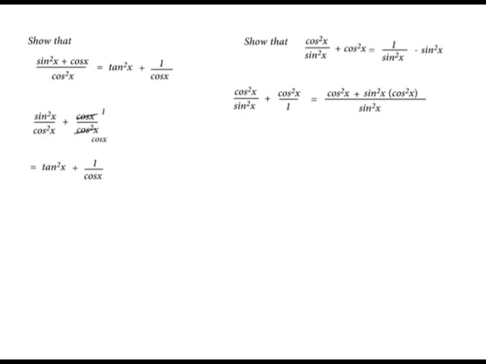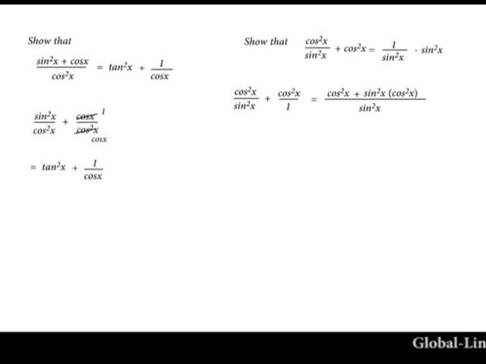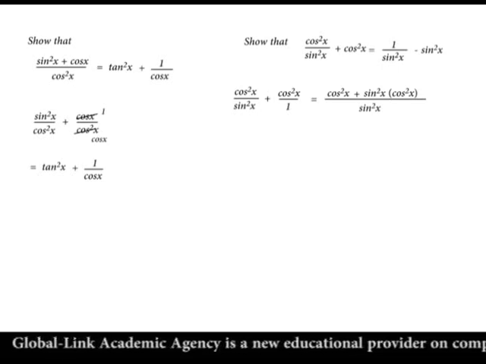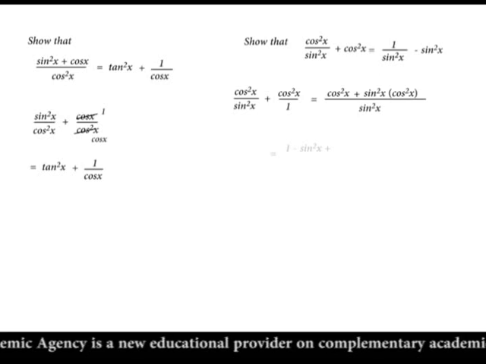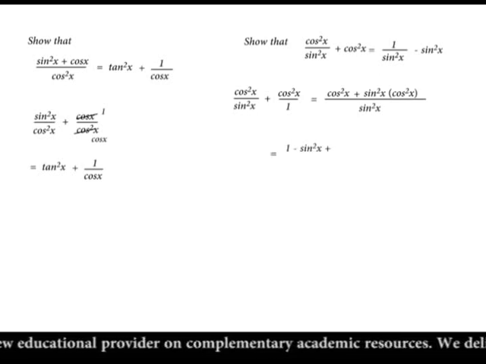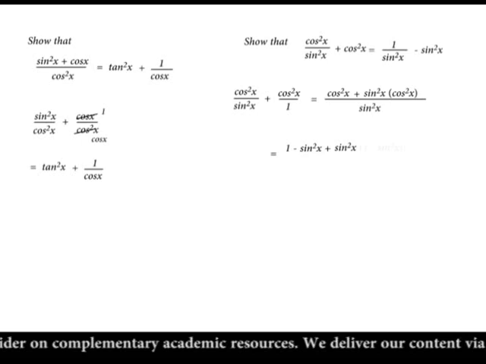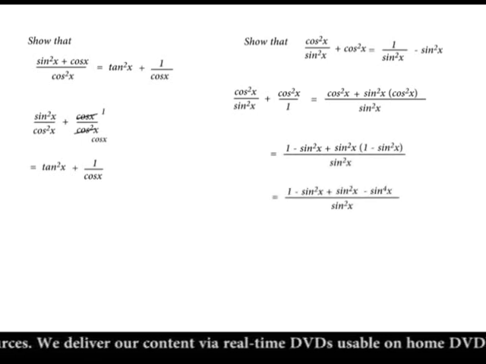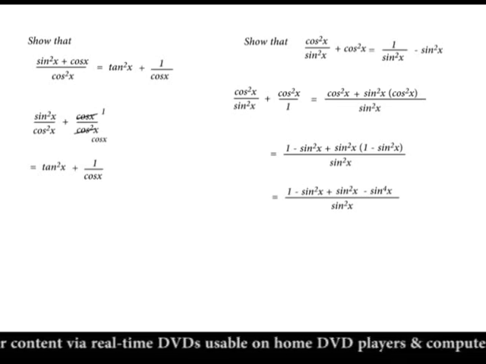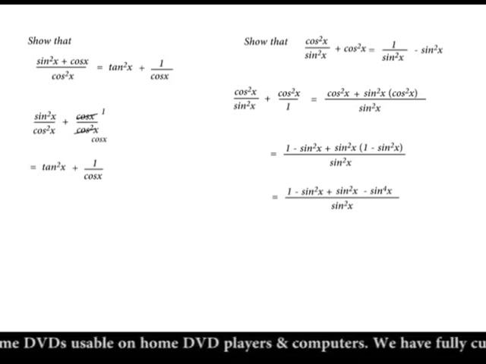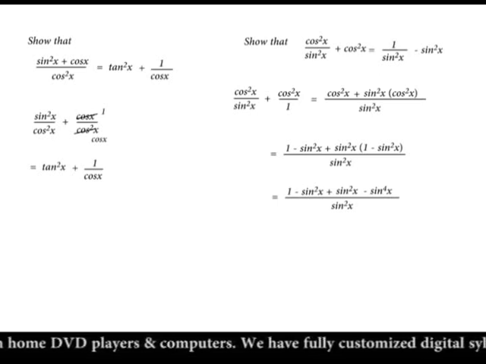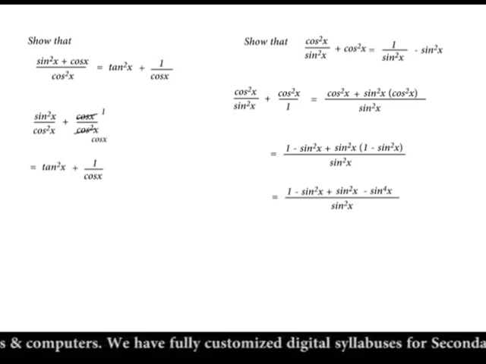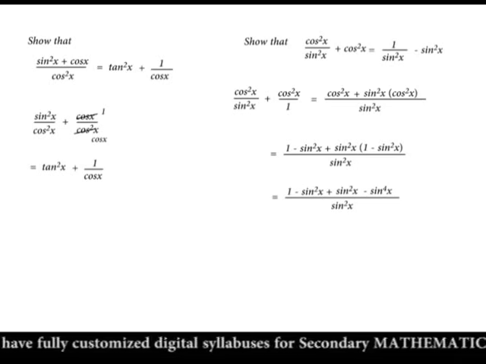But then we know that sine squared x is equal to 1 minus cos squared x. So we substitute cos squared x with 1 minus sine squared x. And we shall have 1 minus sine squared x plus sine squared x times 1 minus sine squared x, everything over sine squared x. Open that bracket, we shall have 1 minus sine squared x plus sine squared x minus sine to power 4 x, everything over sine squared x.